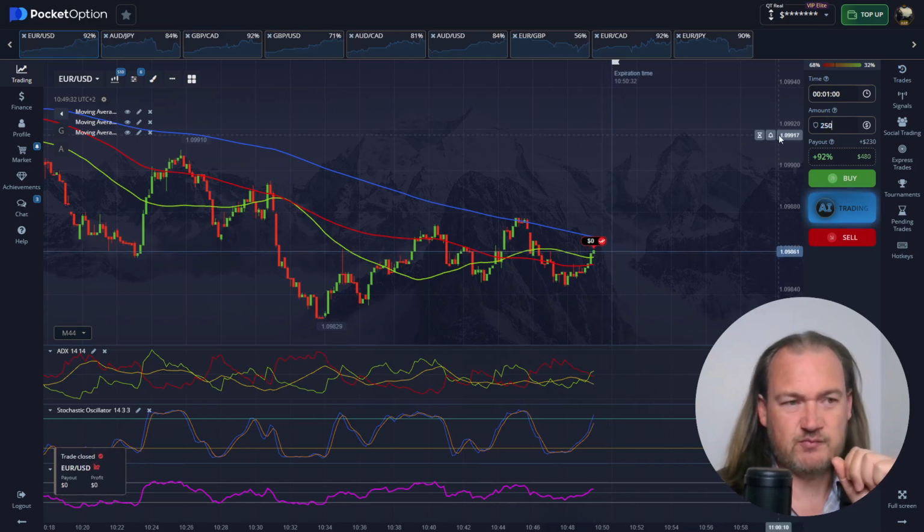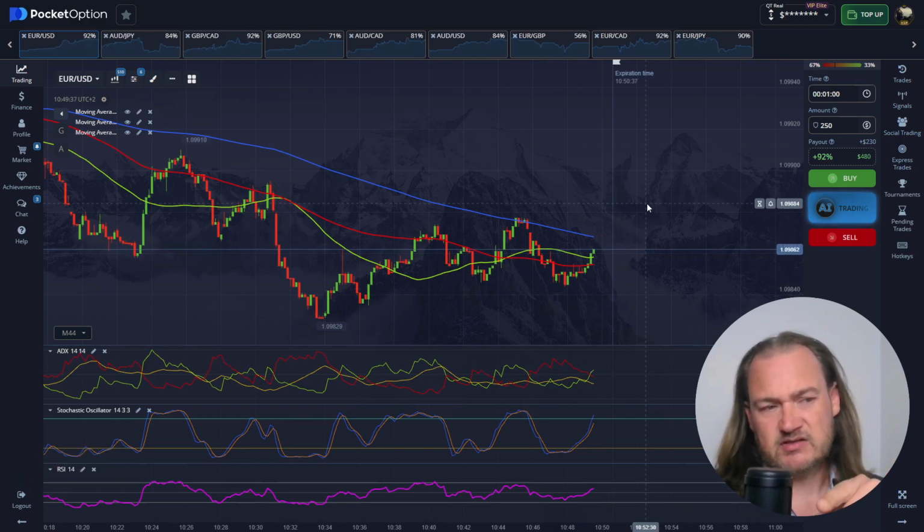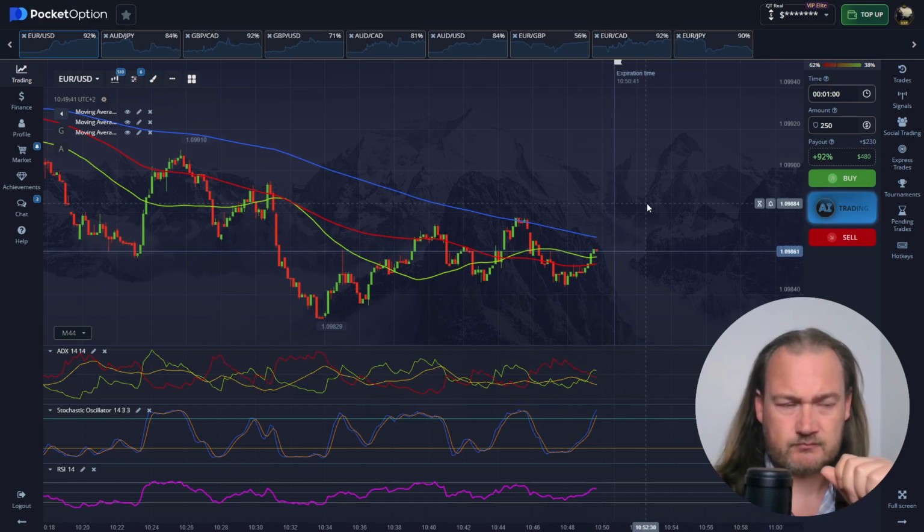Okay, so those are the two main reasons that I'm using Pocket Option. Another advantage though is that they still have deposit bonuses.